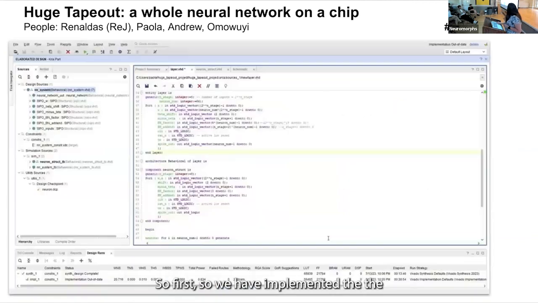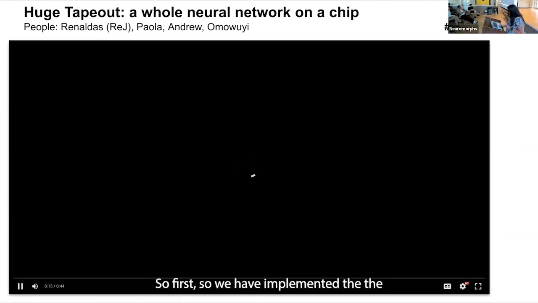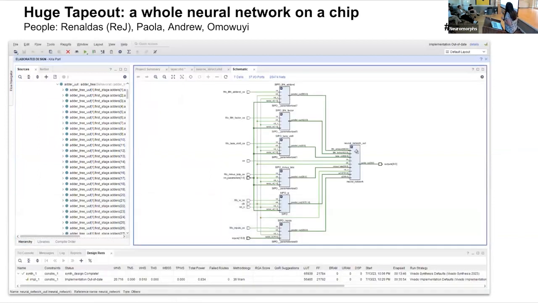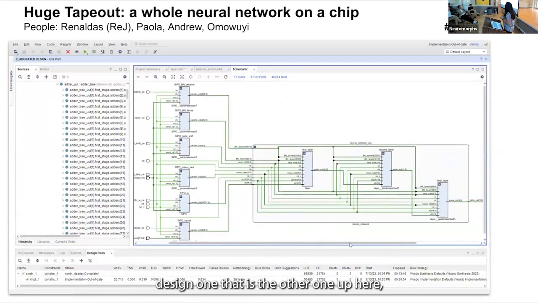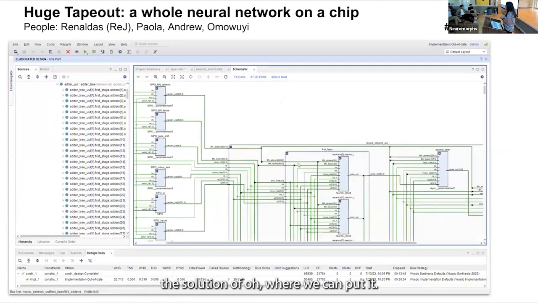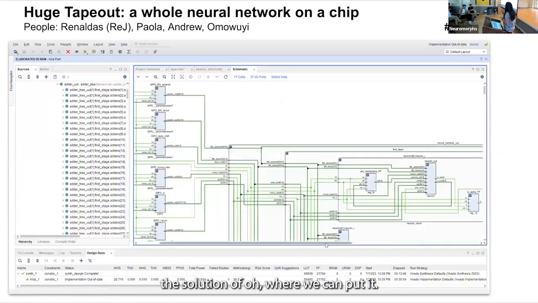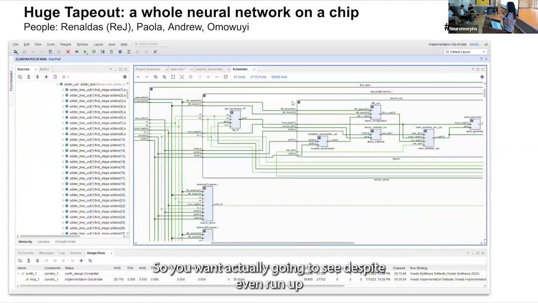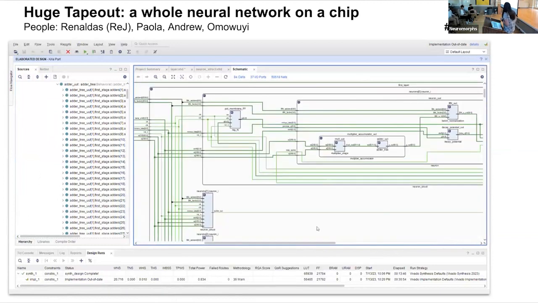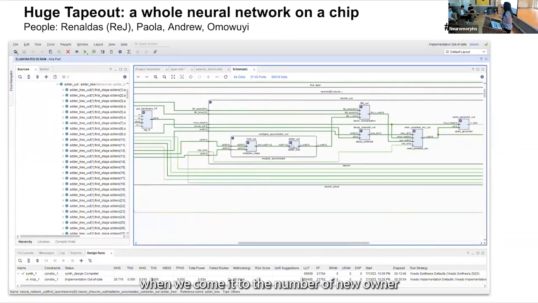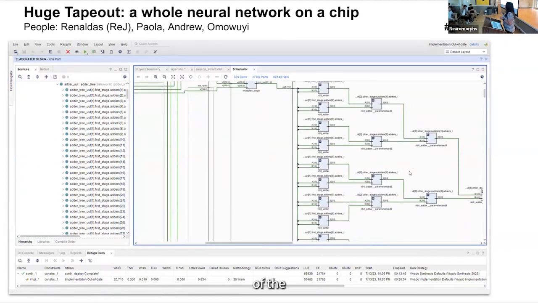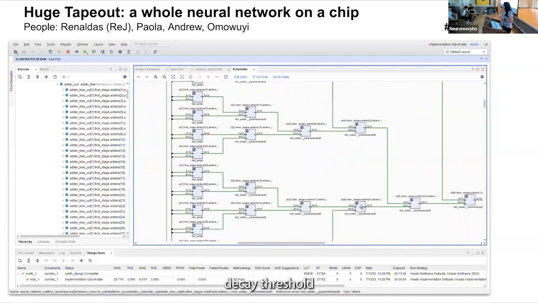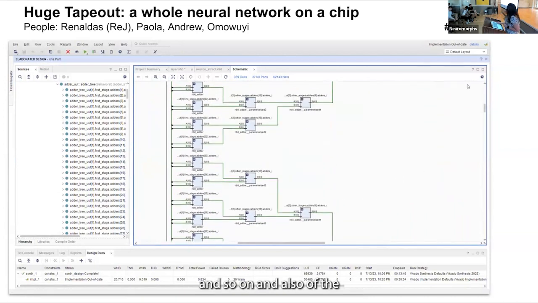First of all, we have implemented a parameterized RTL description where we can put the number of neurons for a fully connected spiking neural network, the number of layers, the decay, threshold, and so on.